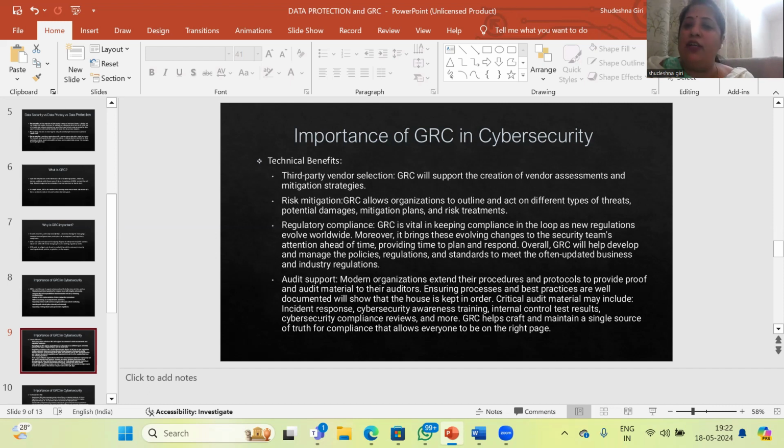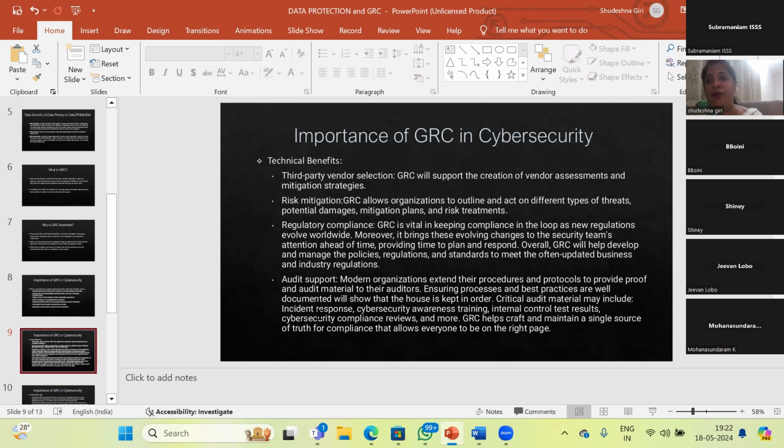Critical audit material may include incident response, for example, cybersecurity awareness. Whenever you join any organization, you might be asked to take certain trainings on cybersecurity, which talk about phishing and all that. Every employee has to undergo such training to understand what the threat is about, and how to read about a threat.